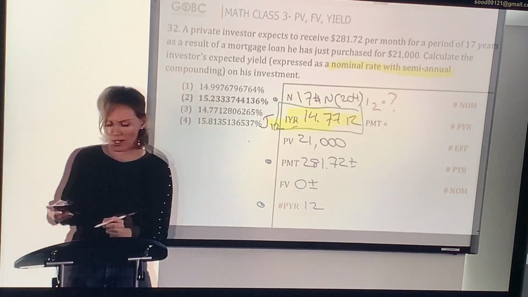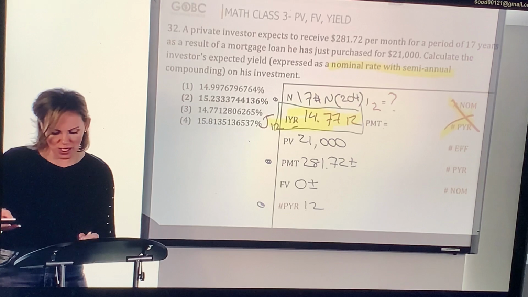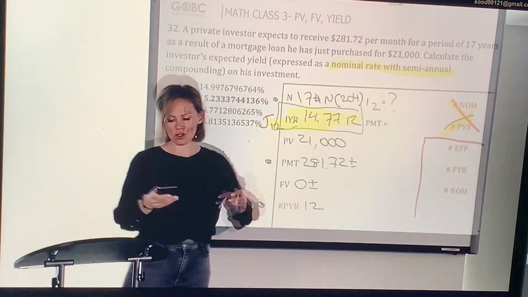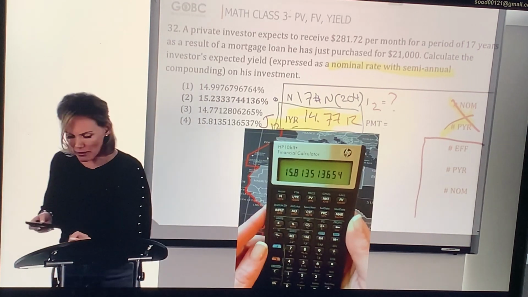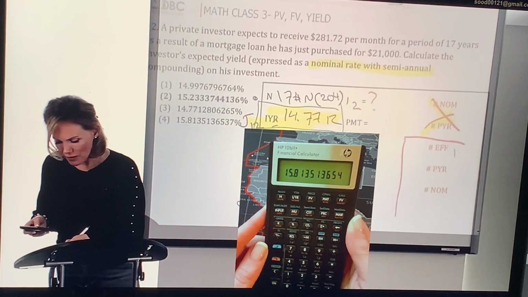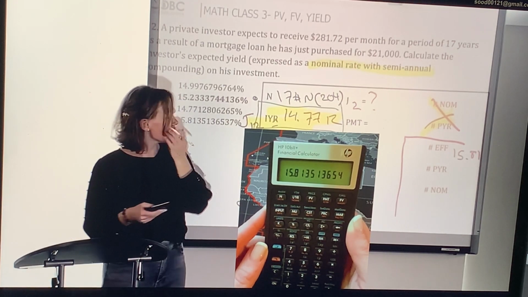So what do you do? How do you convert it? You're going to forget about the first two steps. You're not doing those ones. But you're going to do the last three steps of the pattern. So you're going to press shift effective. Okay? Mine came up as 15.81. That's your J1. And then I need to convert it to J2.